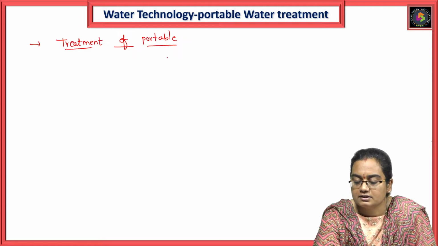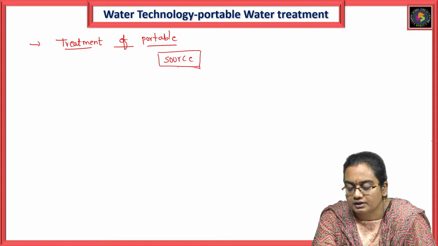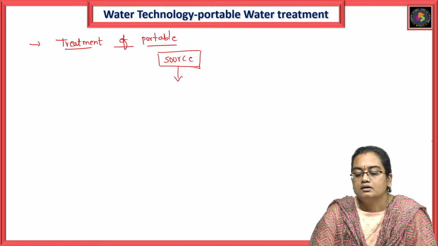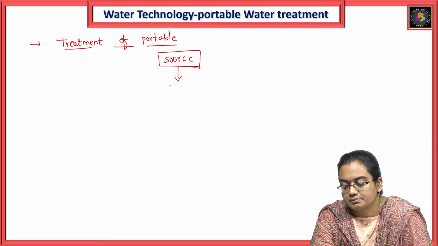The first step is the source. That means the place from where you are going to get the water is the source. After getting the water from the source, it is sent for sieving.